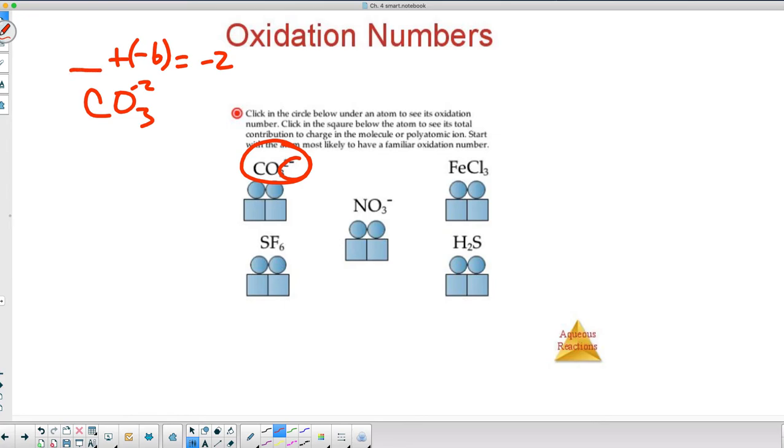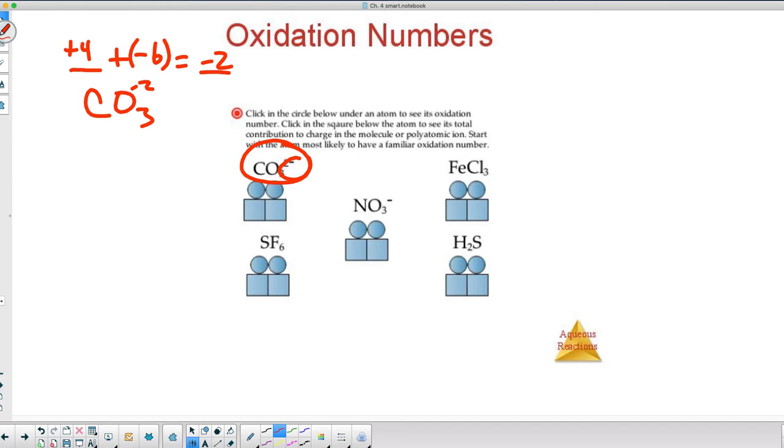The question is, what is the oxidation number for carbon to make this true? And of course your answer would be a +4. So carbon's a +4 here for its oxidation number. Oxygen is a -2 for each one of those oxygens, and that's how we get the -6, and that all equals the charge of the polyatomic ion. That's how we do all of them.